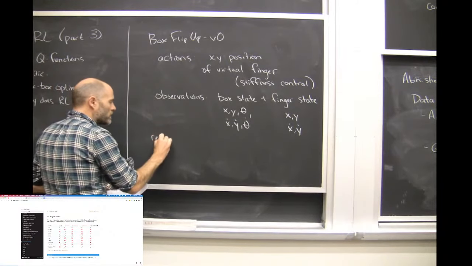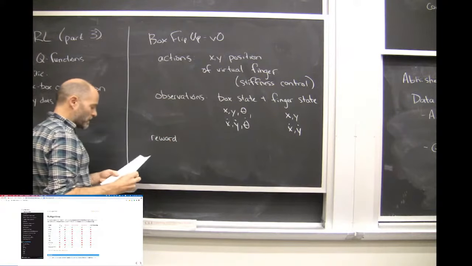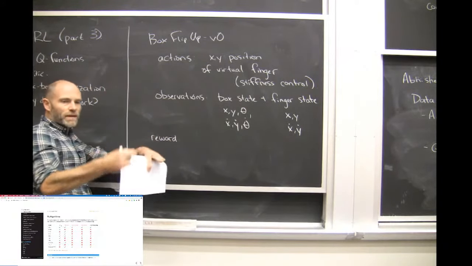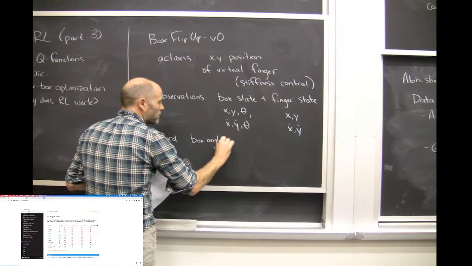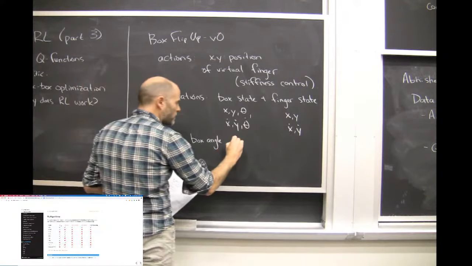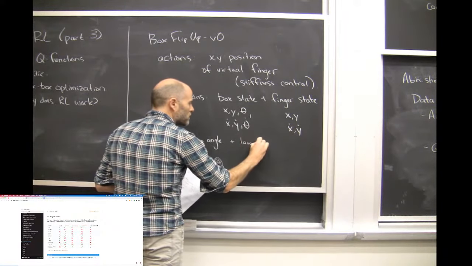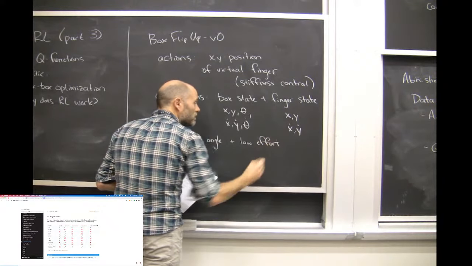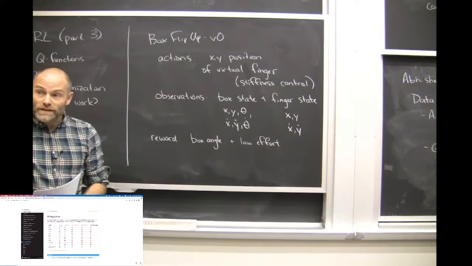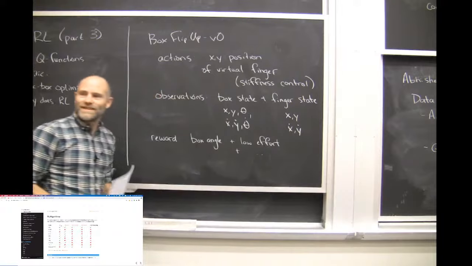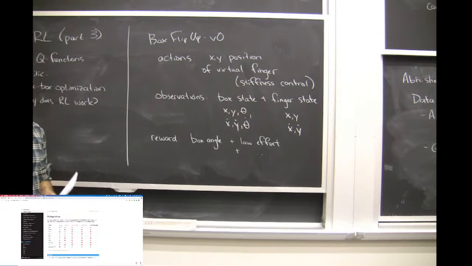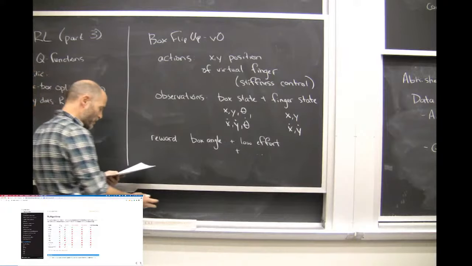My reward now is going to be something about the box angle. I want the box to be flipped up, right? And then I'll have something about low effort to try to discourage the finger from going totally nuts. And there's actually a few other please-don't-go-totally-nuts terms that I put in. Nothing scary. It's just like damping. In general, I'm allergic to trying to tune cost functions, possibly to a fault, but my videos look more janky.